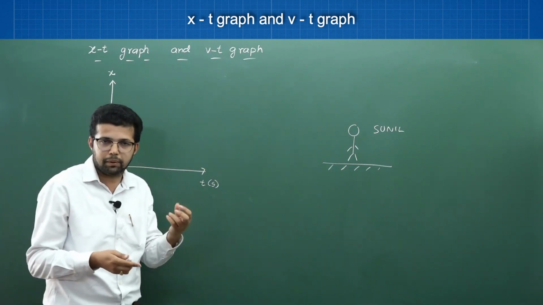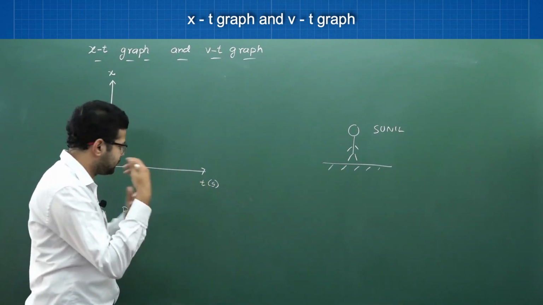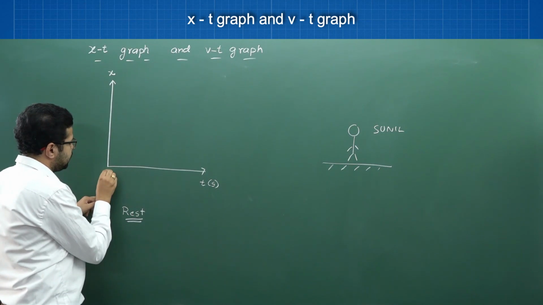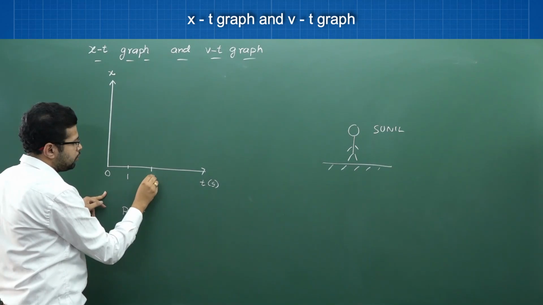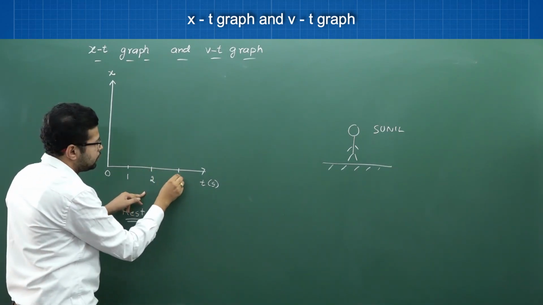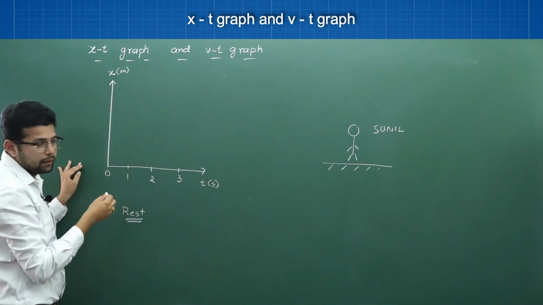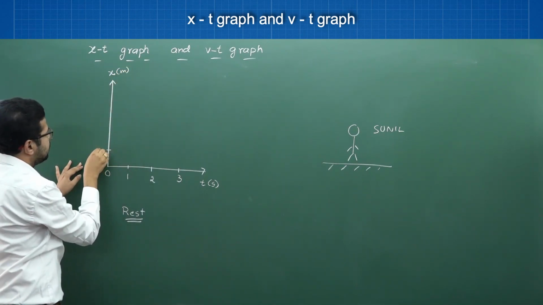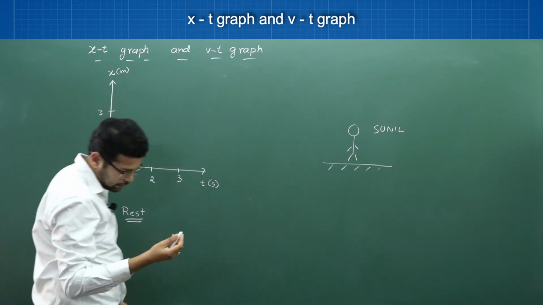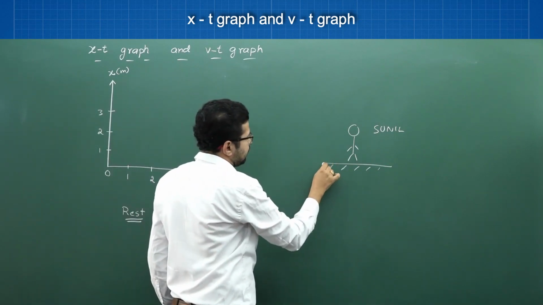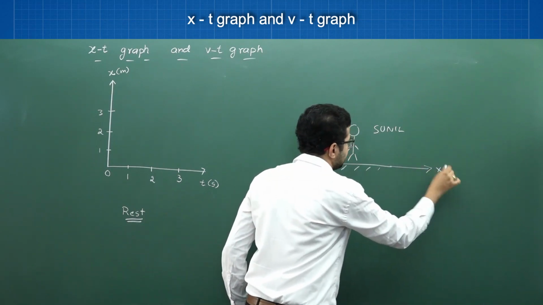Even though it is very simple, I will teach you how to draw it, because it will be useful for later graphs. Say this is t is equal to 0 seconds, t is equal to 1 second, t is equal to 2 seconds, t is equal to 3 seconds. Say position x is in meters. Okay. So, here say there is 1 meter, here 2 meters, here 3 meters. Say I will consider this as the origin of the x axis.